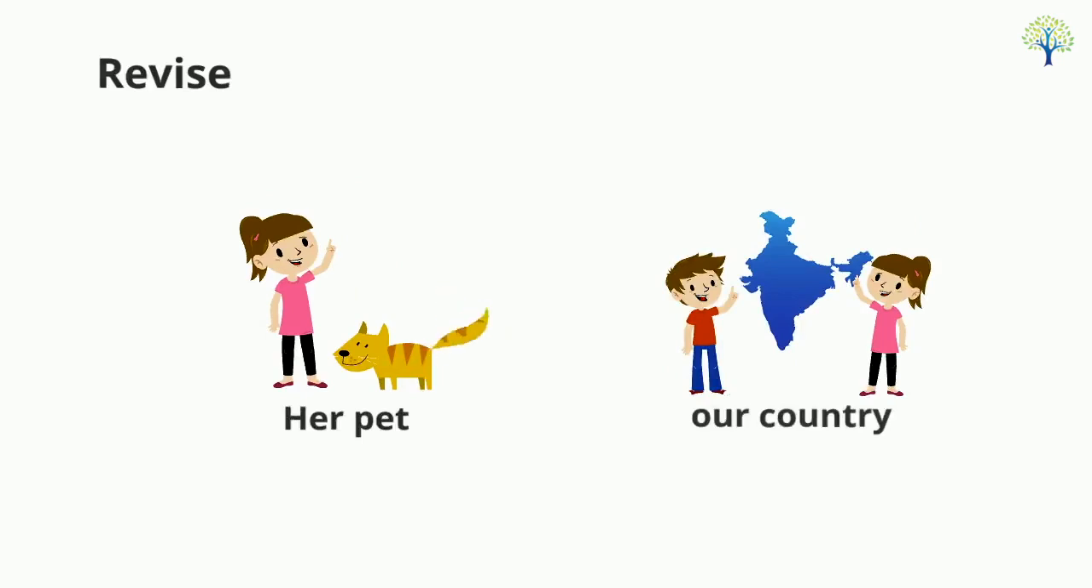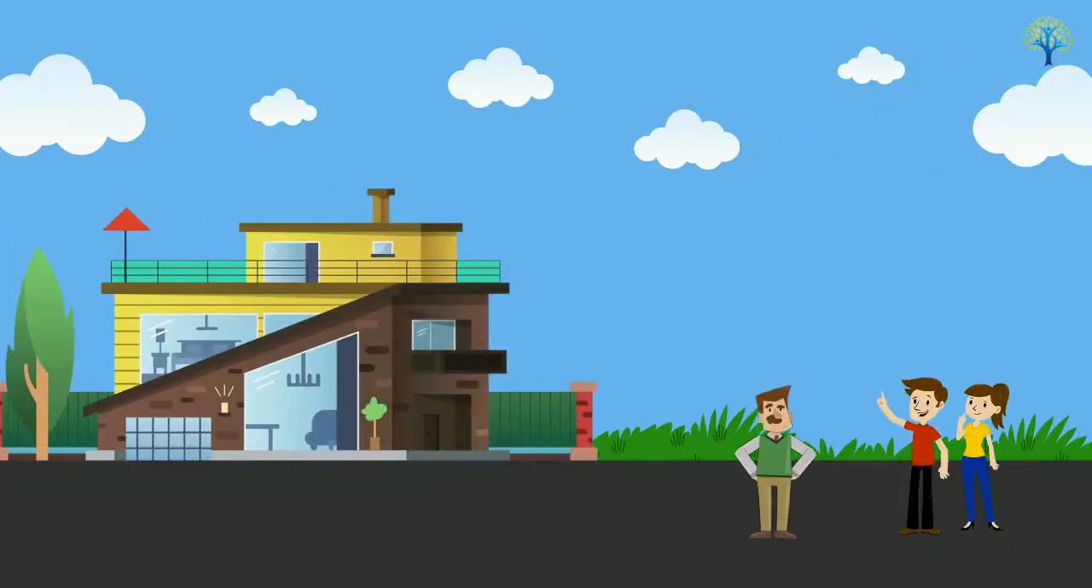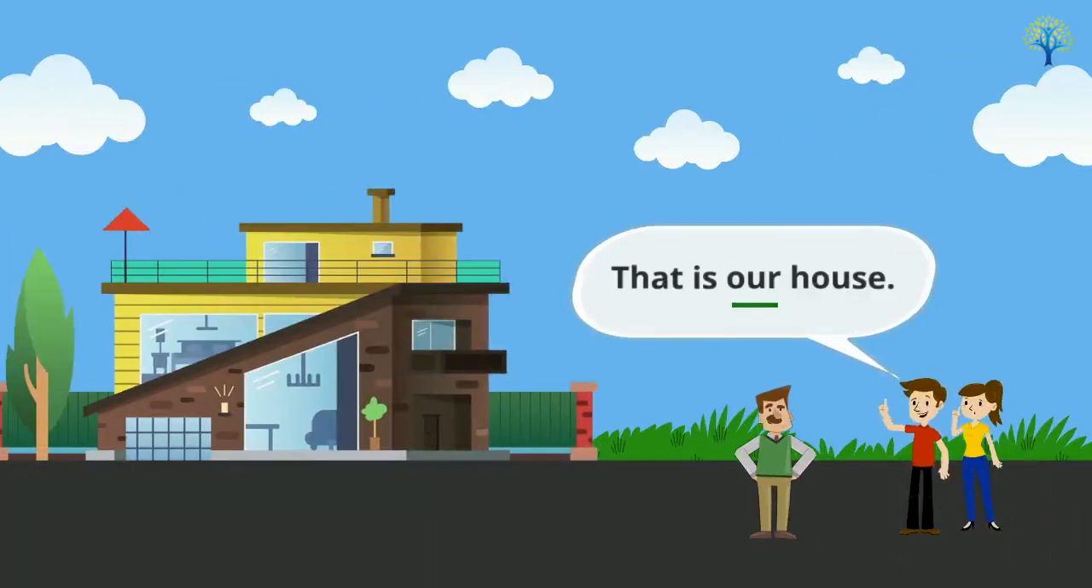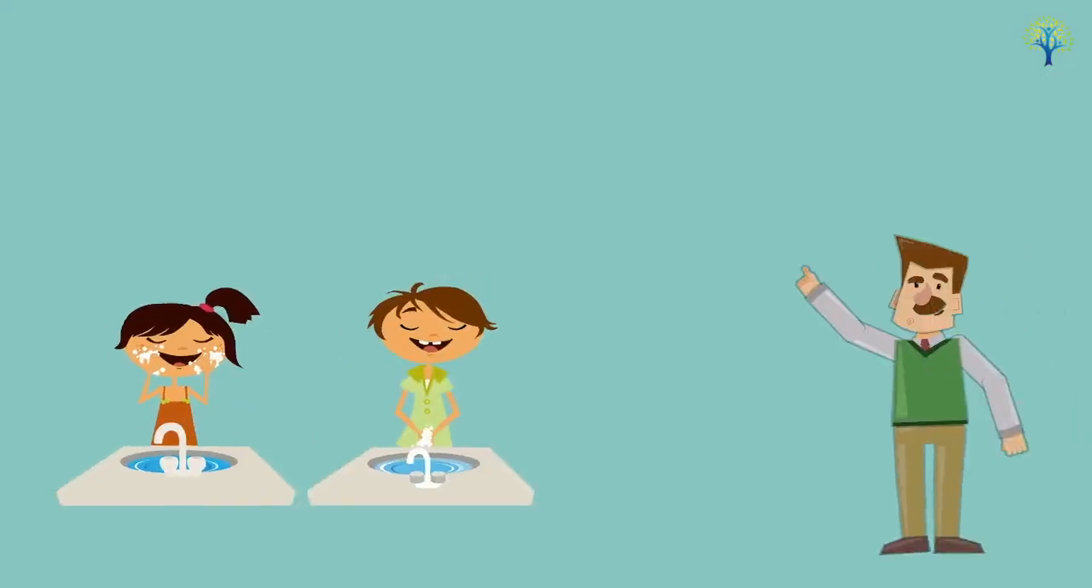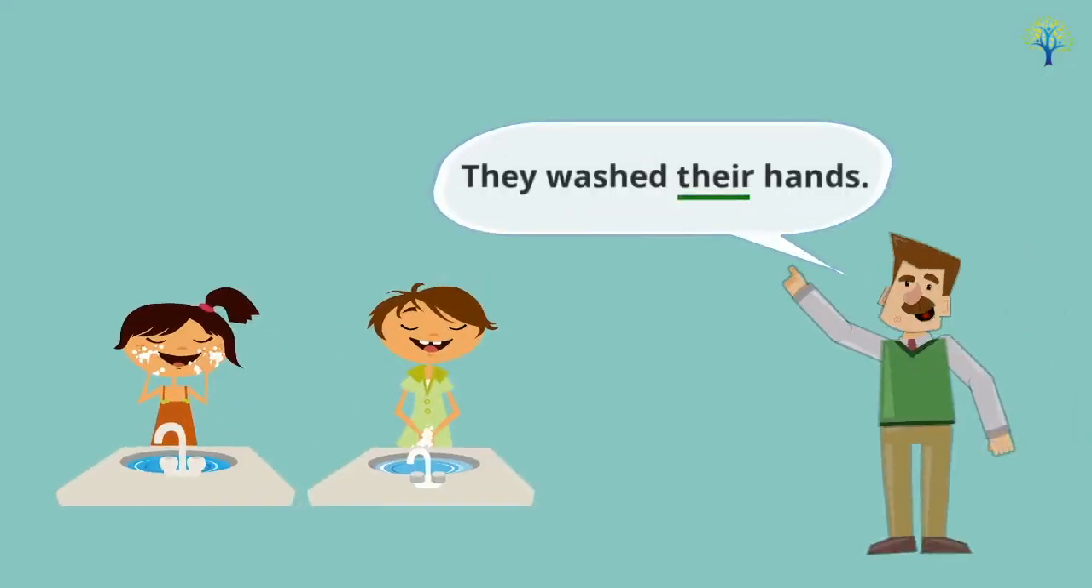Use my, your, his, her, our, and their to show that a thing is owned by a person, animal, or a group of nouns. For example, that is our house. Or they washed their hands.